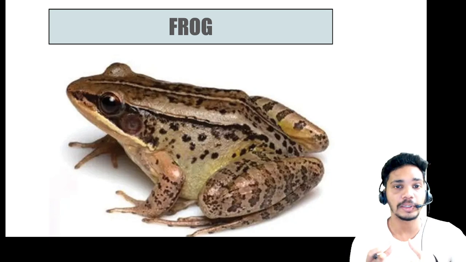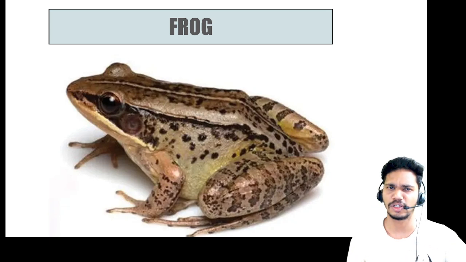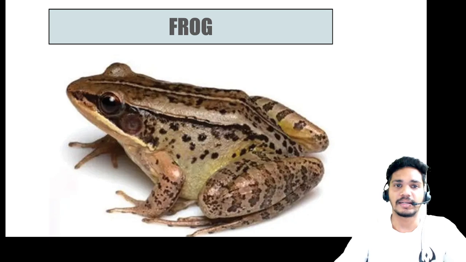And this topic is so interesting and very easy to understand as compared to the earthworm and the cockroaches. Okay, so frog is quite easy to understand. So let's start with it.